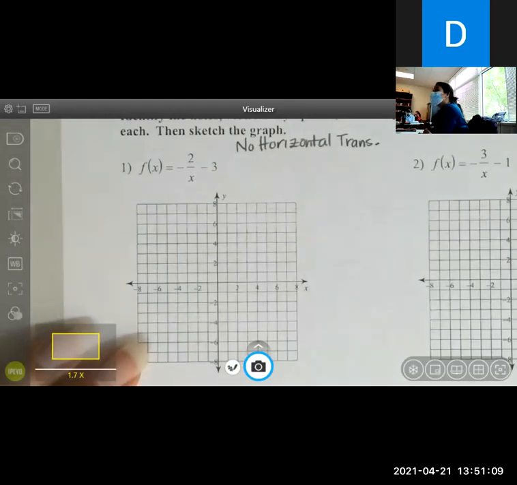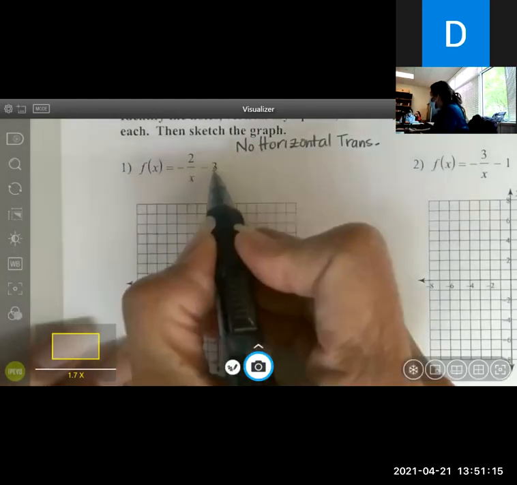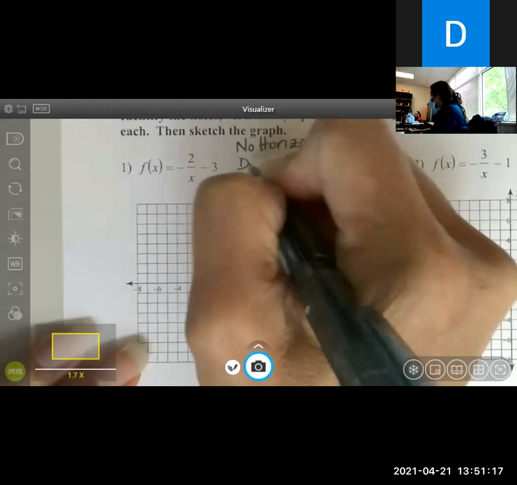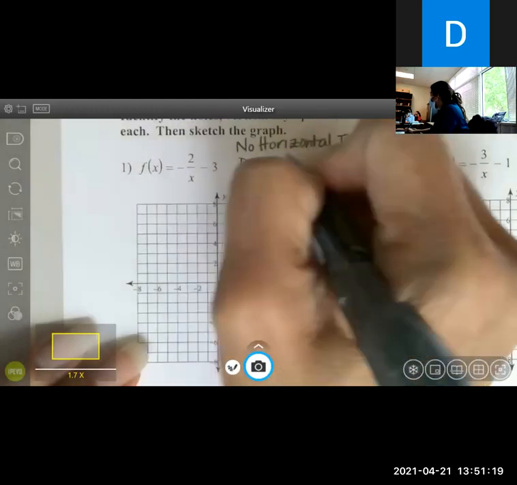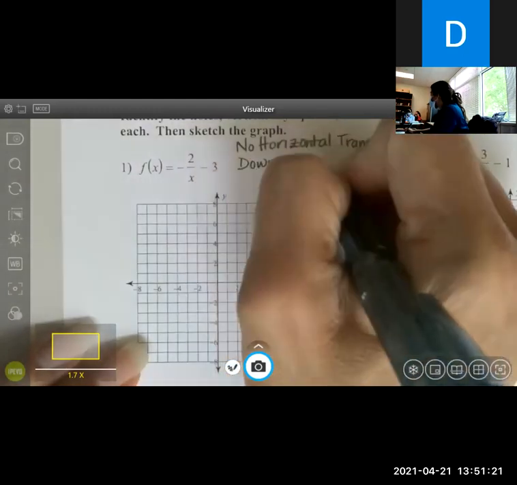Our vertical movement, as you guys wrote at the top, is always going to be the k value, the number adding and subtracting on the outside. Because it is negative, we can deduce that it's going down 3 units. Okay.